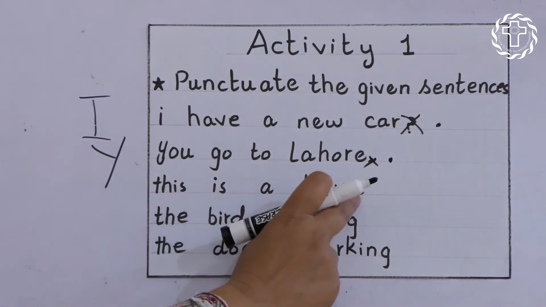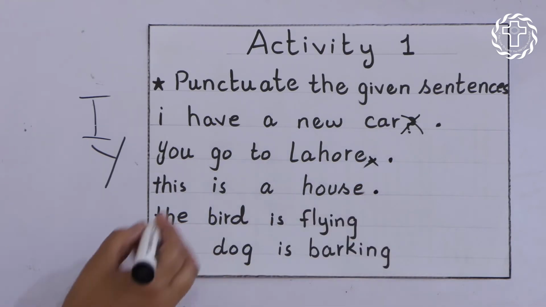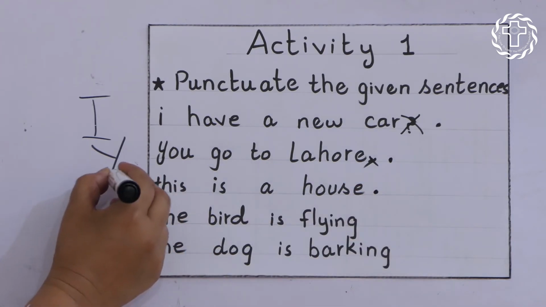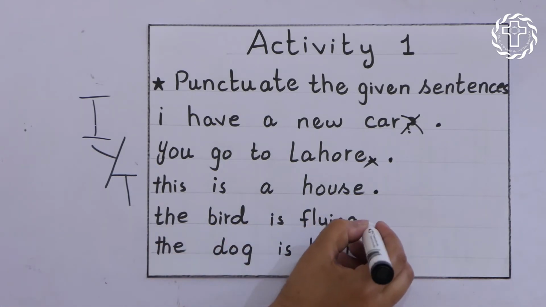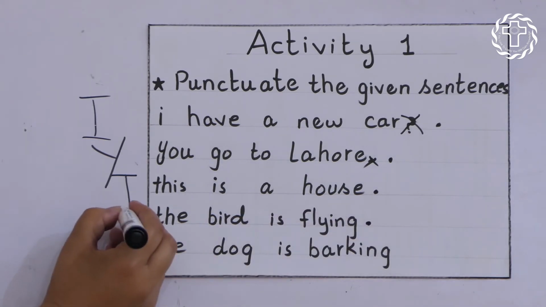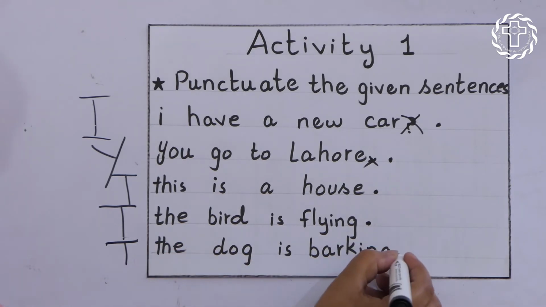This is a house. There is no full stop. We put a full stop at the end. And T is capital. The bird is flying. There is no full stop. We put a full stop at the end and then in the first T capital. The dog is barking. T is a small letter, we write a capital letter. And at the end of the sentence we put a full stop.